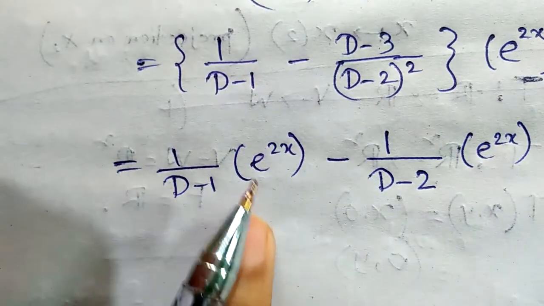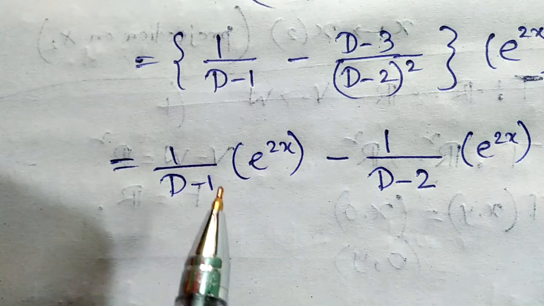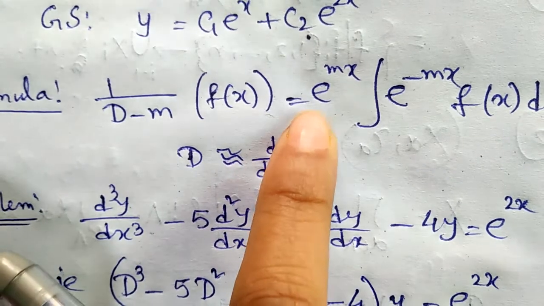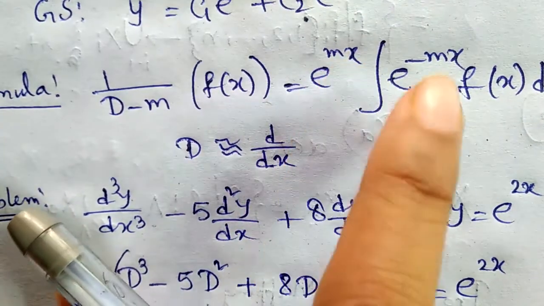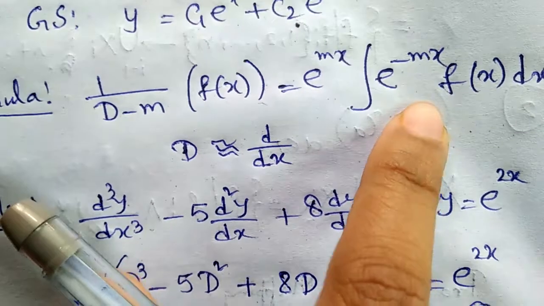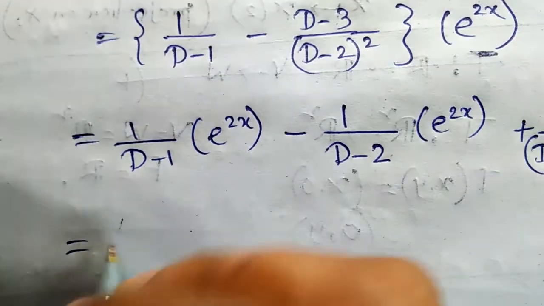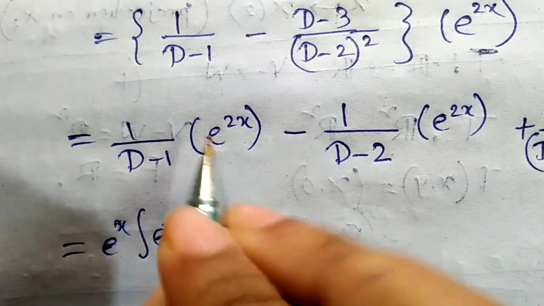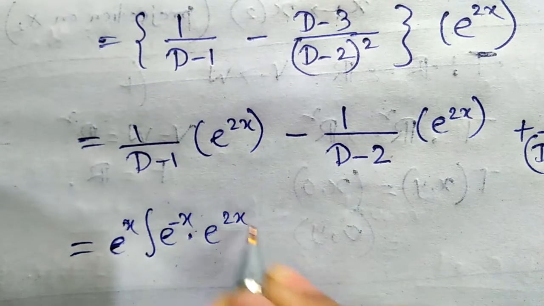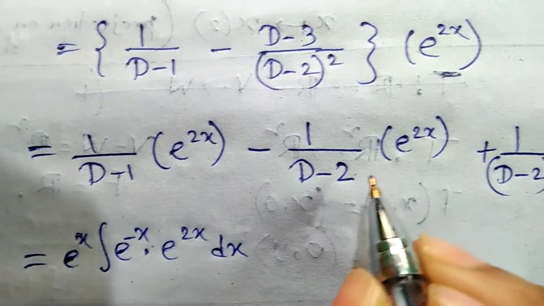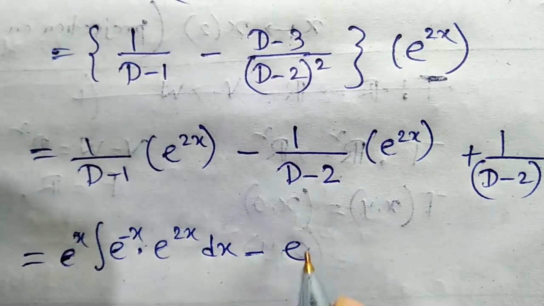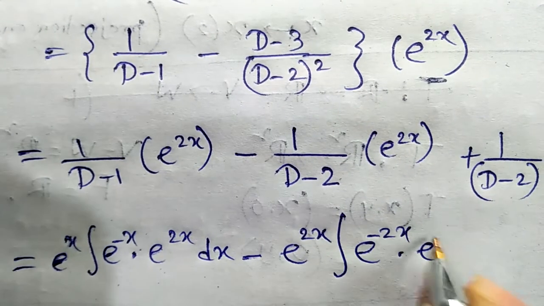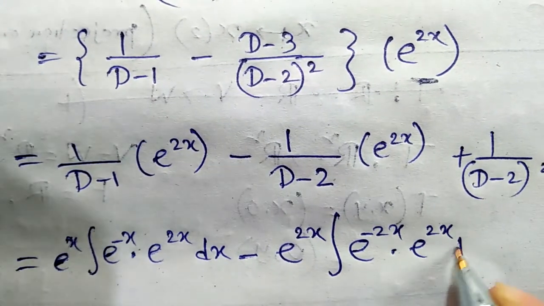So for the first part, d minus m, that is m is here 1, therefore this equals e to the power x integration e to the power minus x into fx dx. Therefore e to the power x integration e to the power minus x into fx is this, so e to the power 2x dx. Then for this, here m is 2, therefore e to the power 2x integration e to the power minus 2x into e to the power 2x, that is fx dx.